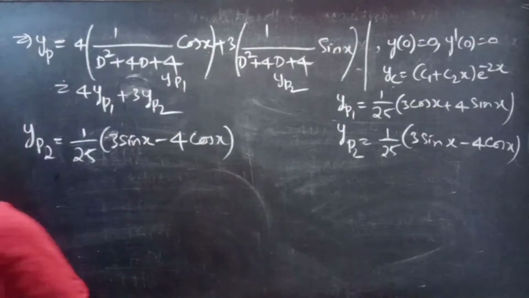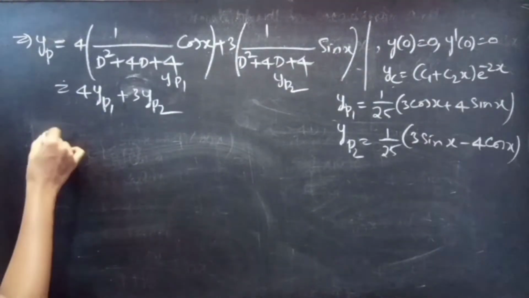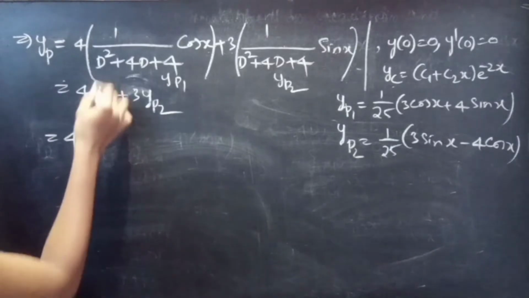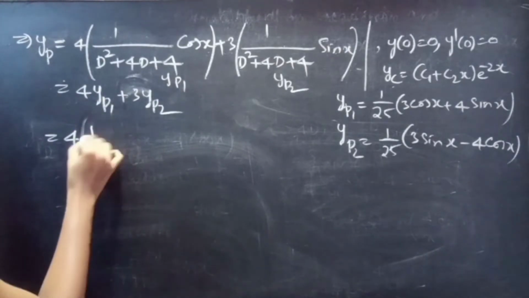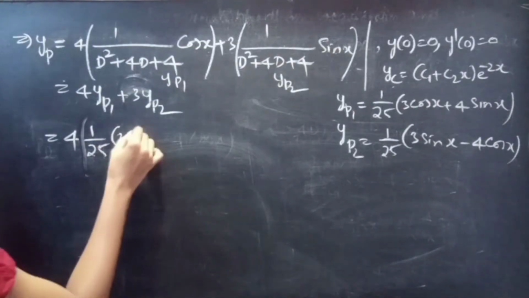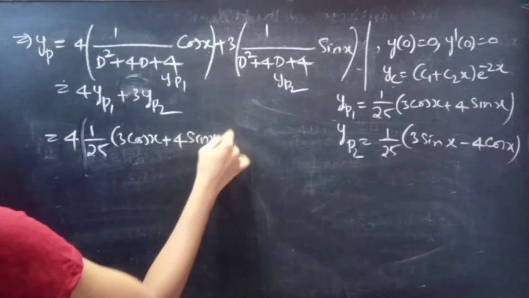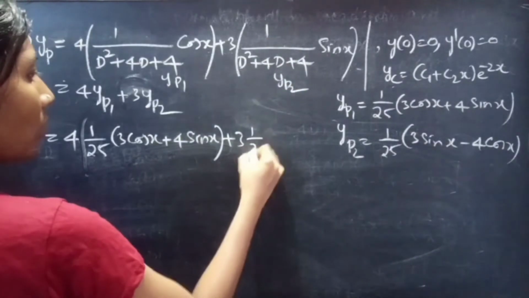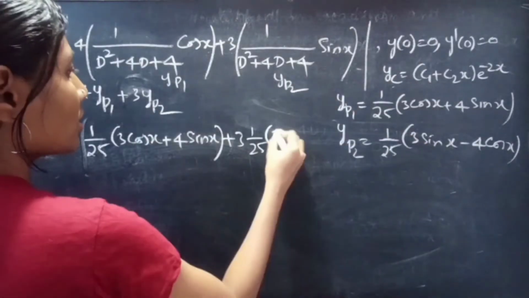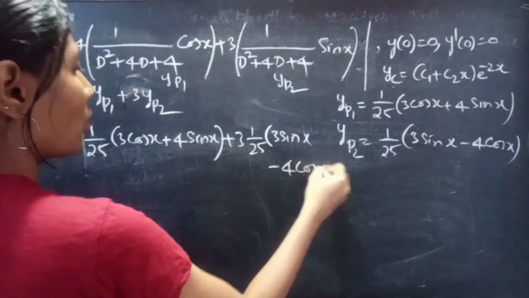Now, coming to yp. The result obtained from yp1 is 1 by 25 into 3 cos x plus 4 sin x, plus the result obtained from yp2, which is 1 by 25 into 3 sin x minus 4 cos x, right?